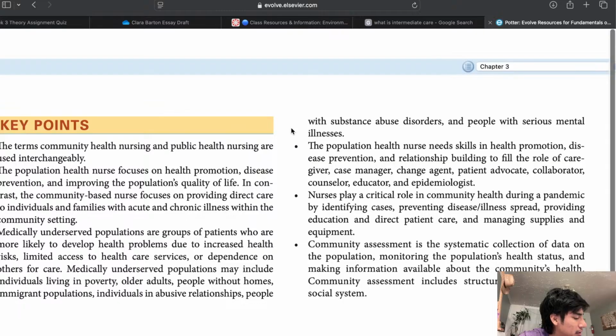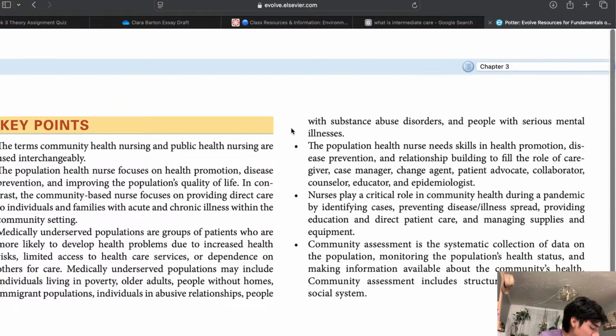Competency in community health nursing. So we got to be competent in our care. We got to be able to do certain tasks. Like we got to be a caregiver first and foremost. Nurses are caregivers. So that's actually doing these medical interventions, stuff like that. We got to be case managers.